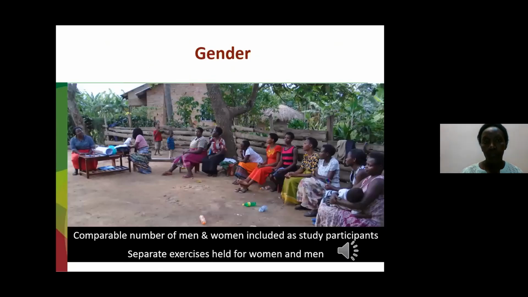Gender is a significant factor in this tool, though it's not the main reason for using it. It's important that comparable numbers of men and women are included as study participants. Separate exercises are held for men and for women, and this is mainly to enable the participants to speak freely. It's also important to note that groups are facilitated by someone of the same sex as the participants.